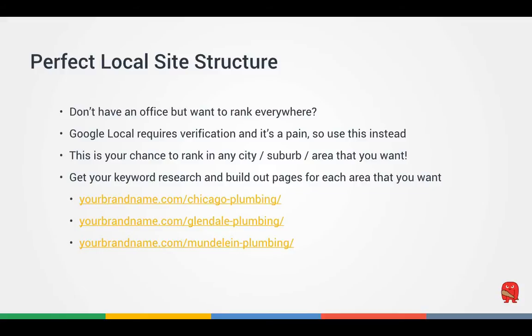So for instance, you'll have your brand name right there and then /Chicago-plumbing, /Glendale-plumbing, /Mundelein-plumbing. You just build out a landing page for every single city that you want to rank in, and it's fantastic. So that's what I would suggest instead of setting up Google local pages.